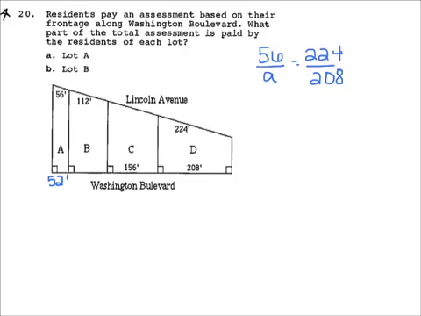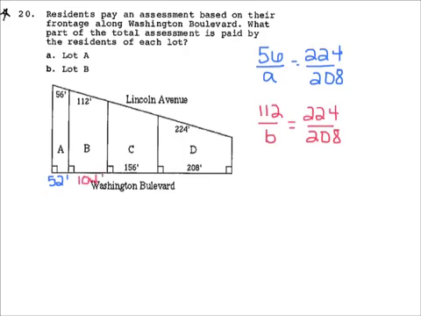For lot B, I'm going to do the same thing. I'm going to go right back to these numbers and set up a proportion with these numbers. So this time I would say 112 over B equals 224 over 208. So this time I would do 208 times 112. I get 23,296. Divide that by 224, and I get 104. So this footage is 104.